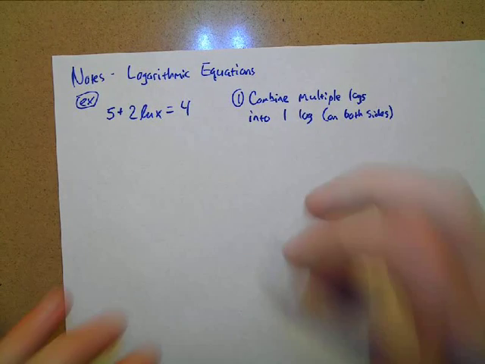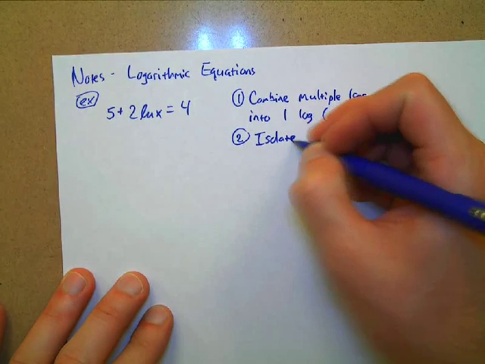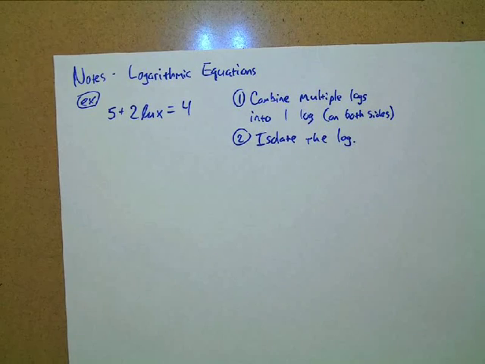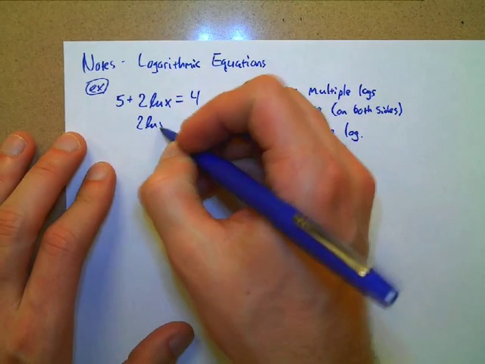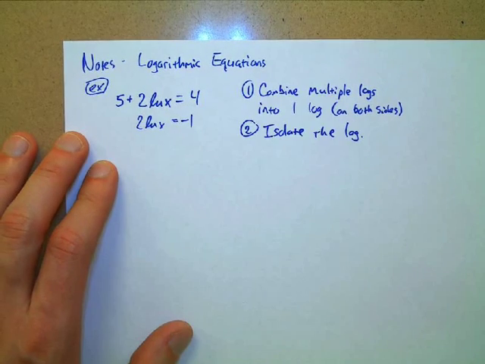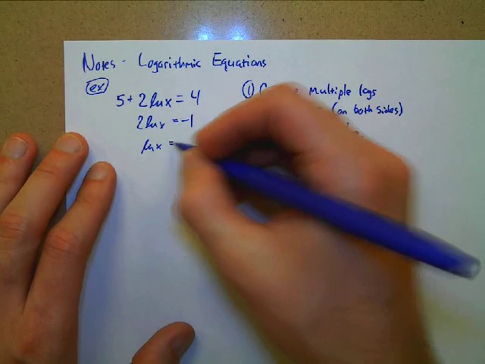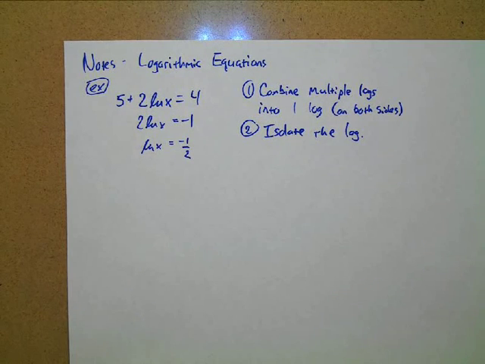Then step 2, we want to isolate the log. In this case, we want to isolate natural log of x. So to do that, we're going to subtract 5 from both sides. So 2 natural log x equals -1. Divide both sides by 2. So natural log of x equals -1/2. Okay, so we've isolated the log. The natural log there is by itself.